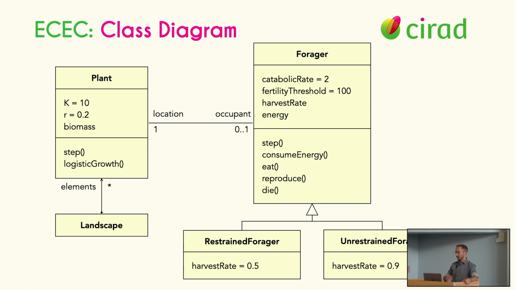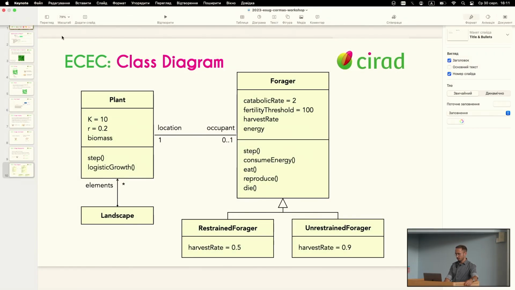And then the methods of the forager are to step, and during the step, the forager consumes energy, eats, reproduces, and dies. It reproduces or dies depending on the amount of energy. Okay, so these are the slides to explain the forager.